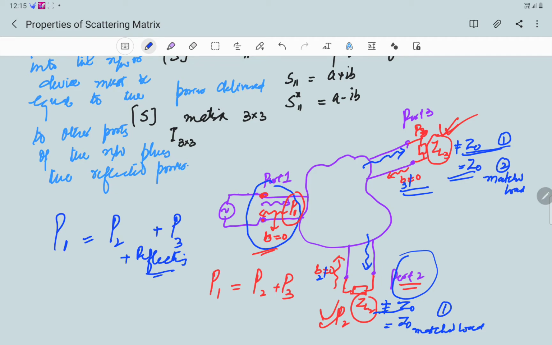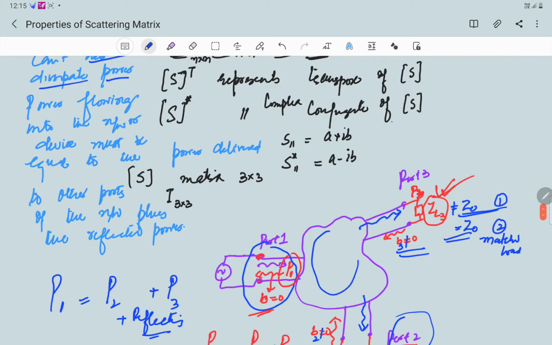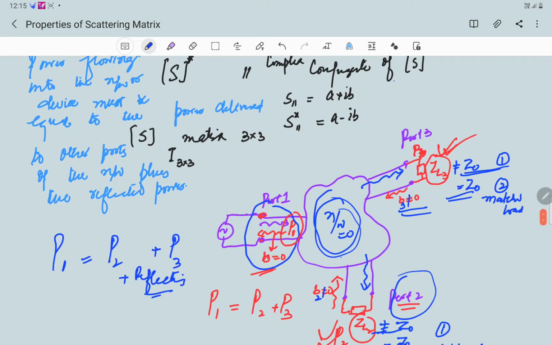So in case of a lossless network, as I said, it cannot absorb or dissipate power. So power absorbed within this network is 0. Within the network there is no power absorbed or dissipated. It is delivered to the loads connected at different ports. So now if the ports are matched, then the power would completely be absorbed in the matched loads. And if the ports are not matched or not connected to matched loads, then there will be reflections at these ports. So in a nutshell, the power input at port 1 in this case would be power delivered to the ports plus the reflected power.